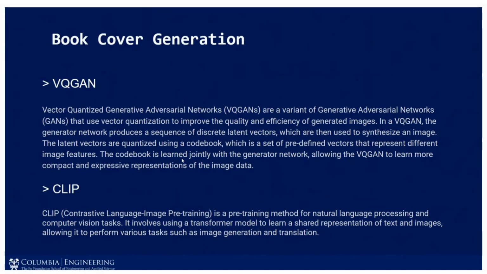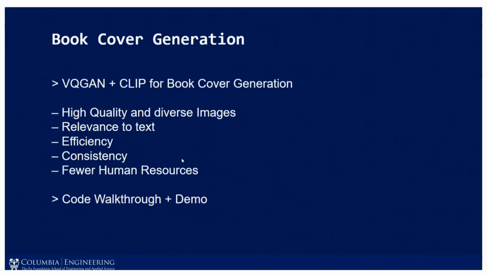VQGAN can produce high-quality images, while the CLIP pre-training can ensure the generated images are relevant to the text description. Some advantages of using VQGAN plus CLIP are as follows. High quality and diverse images can be generated with VQGANs. Relevance to the text can be maintained using CLIPs.